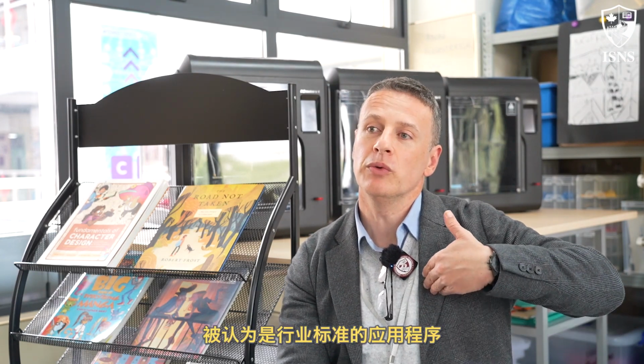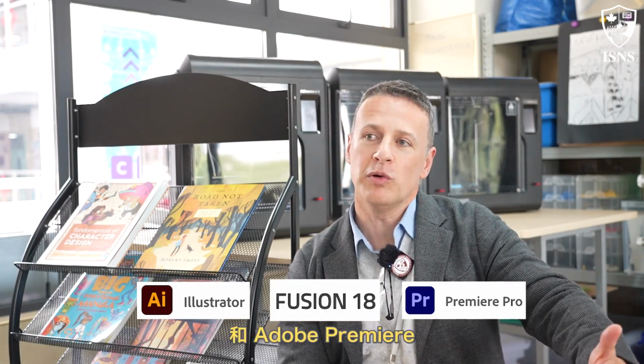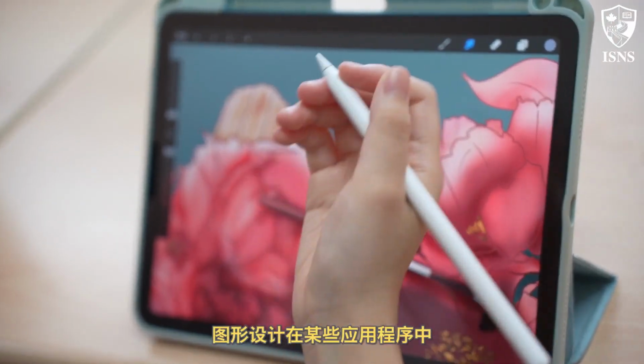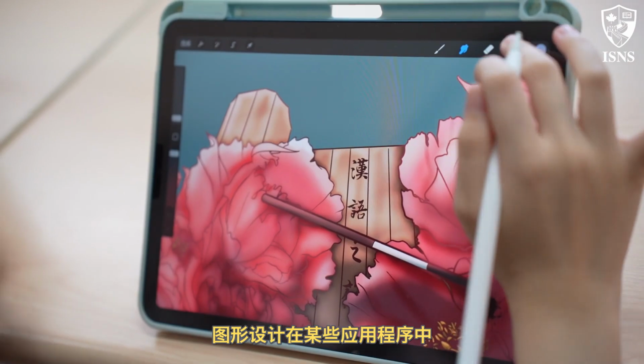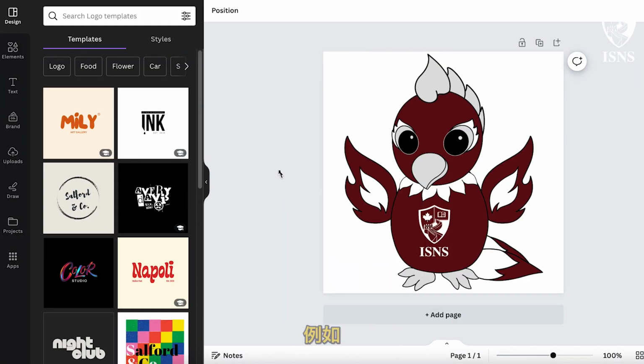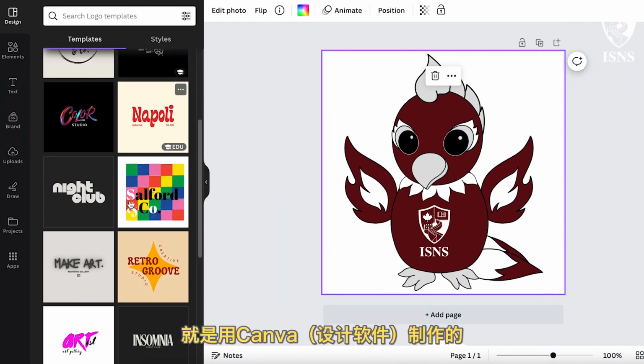So I think at ISNS we have quite a balanced approach, where we introduce students still to what is considered to be industry standards, like Adobe Illustrator or Fusion or Adobe Premiere Pro, but also other applications. We also try and keep in touch with new developments. And so in terms of how graphic design is already almost automated in some applications, we introduce that to our students as well. So for instance, the presentation documents that our students create, they use Canva for this.